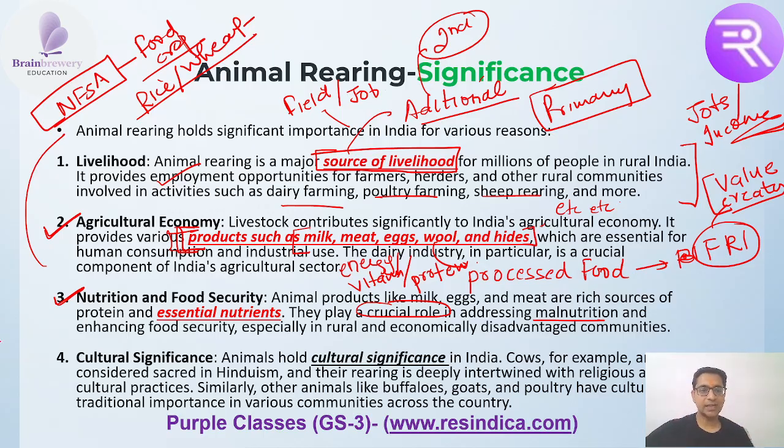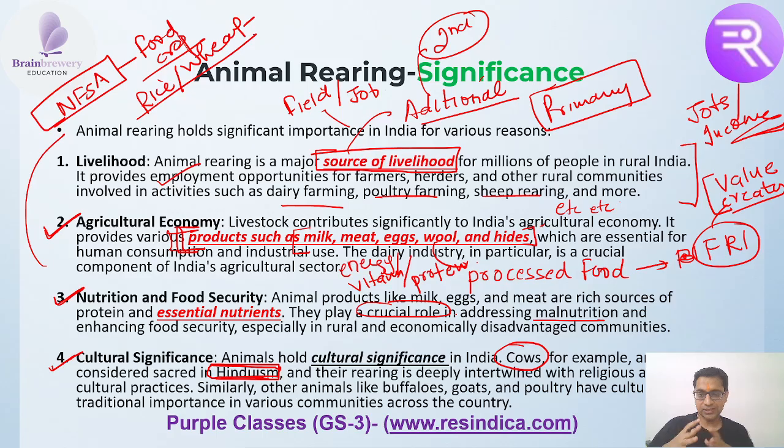Then cultural significance. Some types of animals are considered sacred in certain religions. Like the cow is a highly relevant, highly religious animal of Hinduism, of the topmost, right?